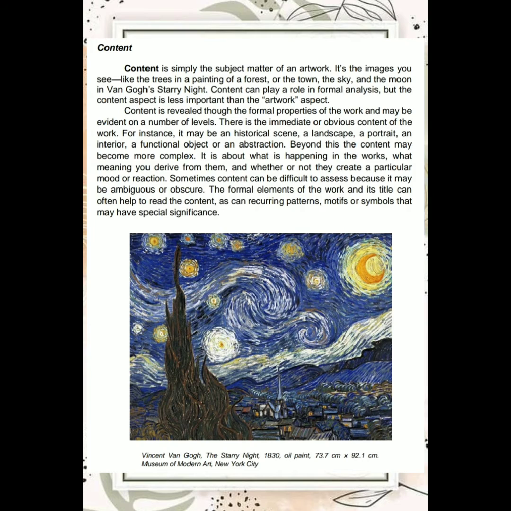Content is revealed through the formal properties of the work and may be evident on a number of levels. There is the immediate or obvious content of a work. For instance, it may be an historical scene, a landscape, a portrait, an interior, a fictional object, or an abstraction. Beyond this, the content may become more complex. It is about what is happening in the works, what meaning you derive from them, and whether or not they create a particular mood or reaction.